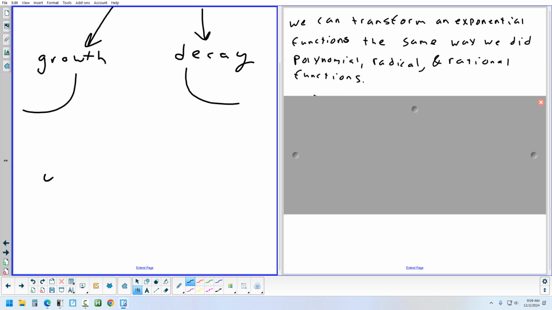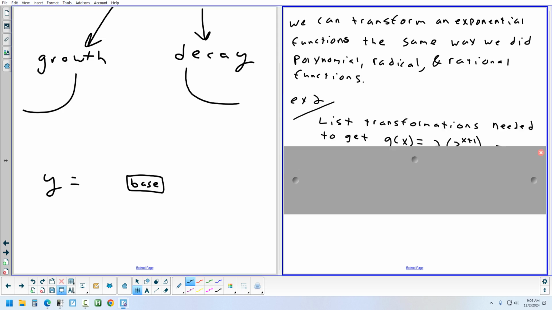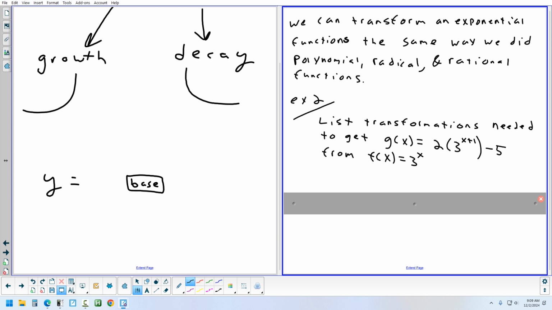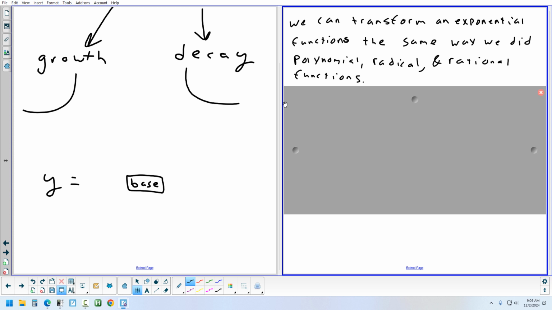Okay, so let's see, like y equals, I'm just going to say here you have some base. I don't know what the base is going to be. It doesn't matter. In a minute, I'm going to do a problem where the base is a 3. Whatever the base is.